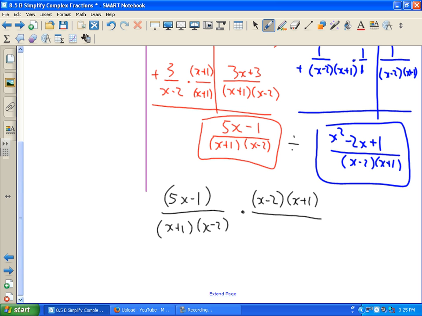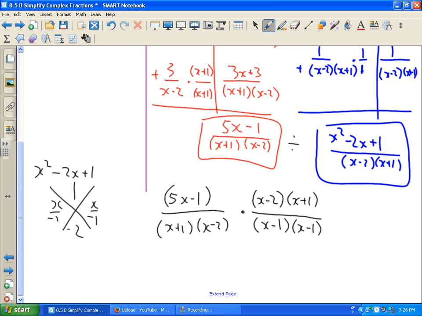Some of you guys are telling me right now, x squared minus 2x plus 1. I'm going to tell you to do something with x squared minus 2x plus 1. Some of you guys already figured it out. That is factorable. x minus 1 times x minus 1. Did I do that right? Yeah. So that's going to give us x minus 1 times x minus 1.